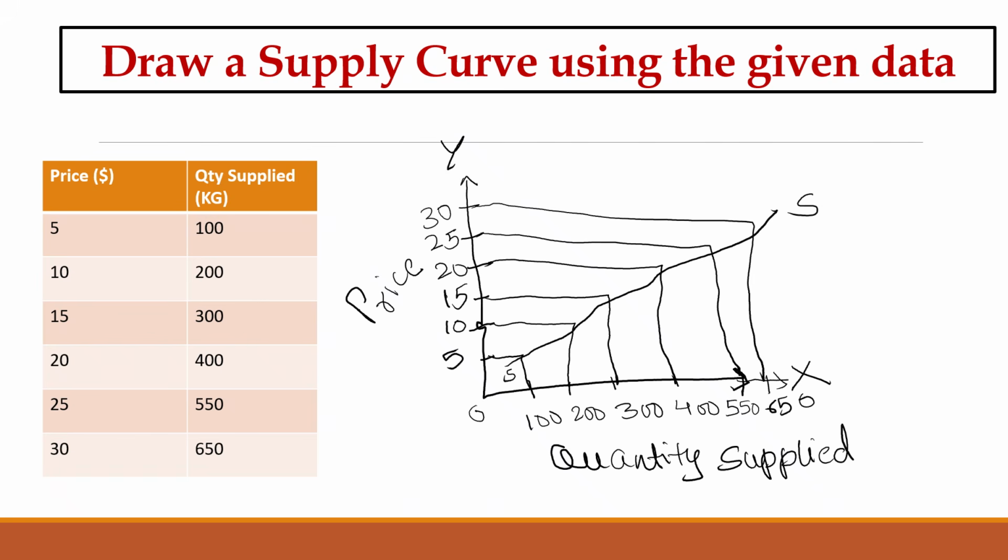We can give these combinations. This is my combination A. This is my combination B. This is my combination C. This is my combination D. This is my combination E, and this is my combination F. When I join all these points, I get the supply curve.